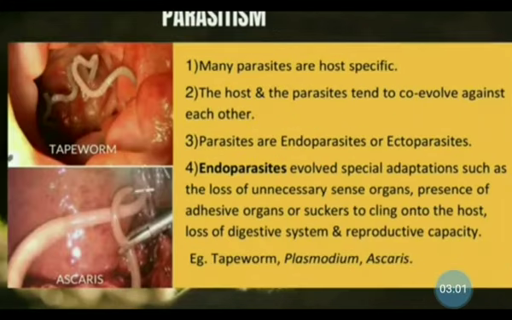The next is parasitism. Many parasites are host specific. The host and parasites tend to co-evolve against each other. Parasites are of two types, endoparasites or ectoparasites. Endoparasites evolve special adaptations such as the loss of unnecessary sense organs, presence of adhesive organs or suckers to cling onto the host, loss of digestive system and reproductive capacity. For example, tapeworm, Plasmodium, Ascaris, etc.